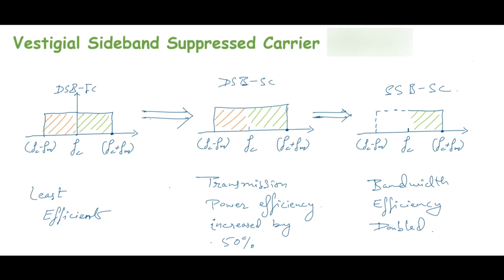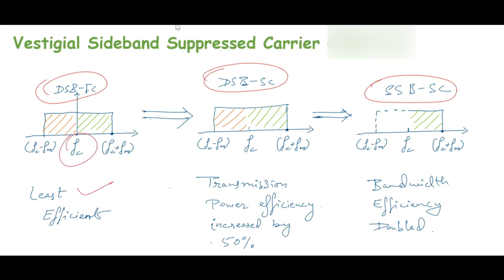Hello everyone. So far we have studied three different techniques of AM generation. First one is DSB-FC, double sideband full carrier system, then DSB-SC system, double sideband suppressed carrier, and single sideband suppressed carrier system. And from our discussions we know that the DSB-FC system was the least efficient among all, as we were transmitting full carrier along with both the sidebands in this system.